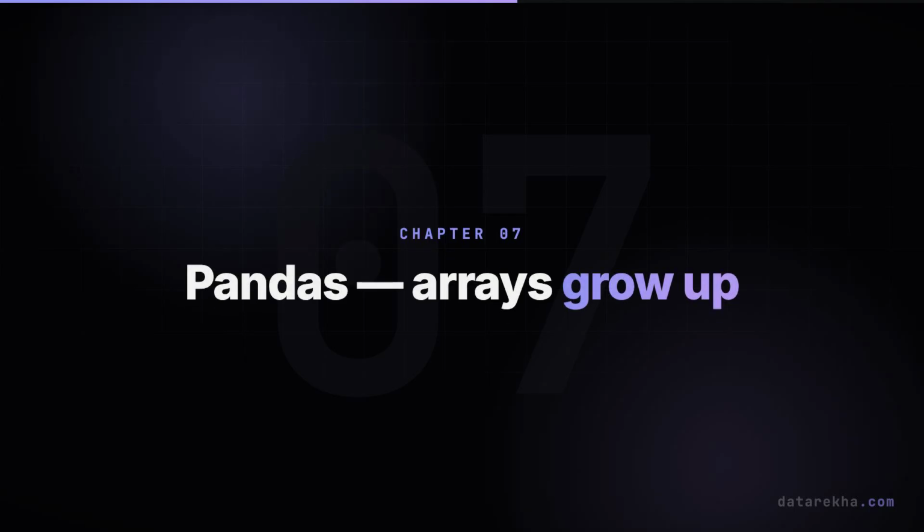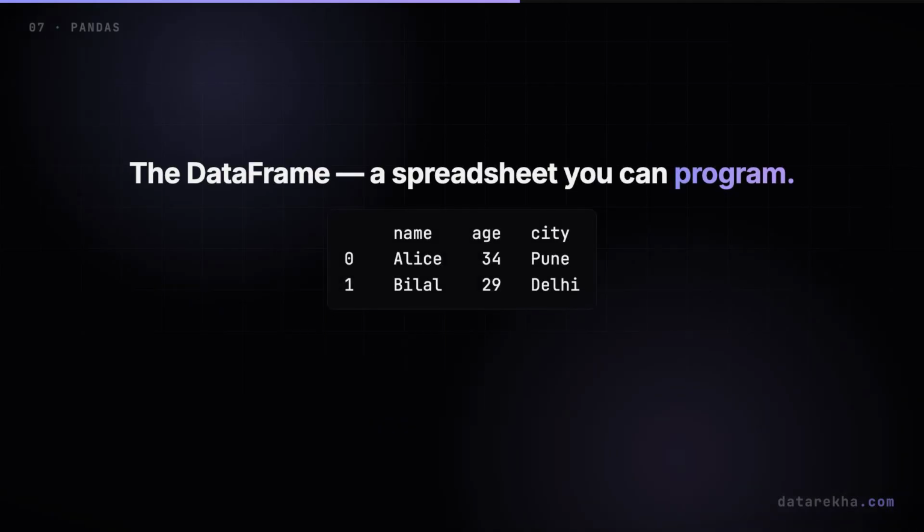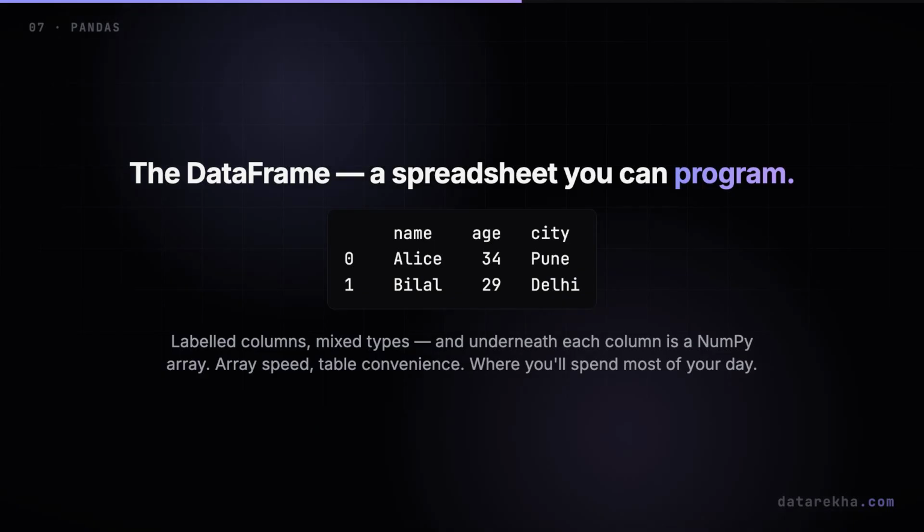Chapter 7. Pandas, Arrays Grow Up. numpy gives you fast grids of numbers. But real data is messy. Named columns, mixed types, dates, missing values. That's Pandas. Its star is the data frame.